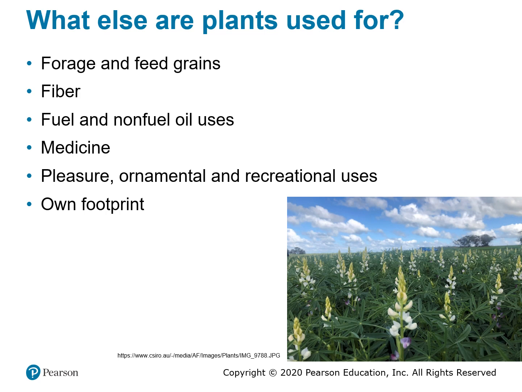So, we've looked at plants that are used for human nutrition. What else are plants used for? And what is their footprint? So plants can be used for forage and feed grains, fiber, fuel and non-fuel oils, medicine, or for pleasure, ornamental, and recreational uses. What we will do in the next part is we will look at these and we'll also look at the footprints that they deliver.